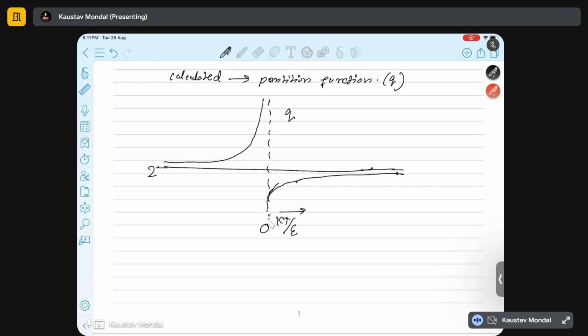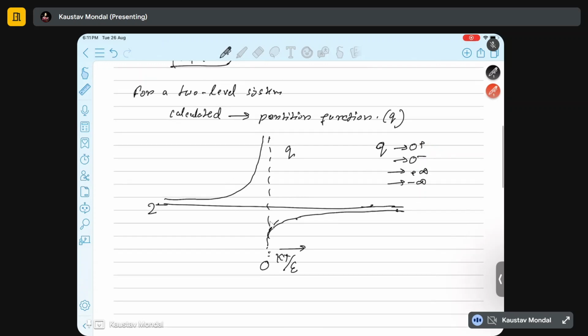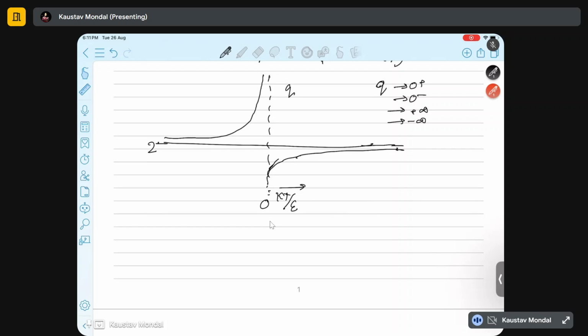So we have basically found the value of the partition function at t tends to 0 plus, tends to 0 minus, tends to plus infinity, and minus infinity. For all these four cases we have calculated the partition function, and we got this kind of a curve where you can see around 0 the curve shows a discontinuity.